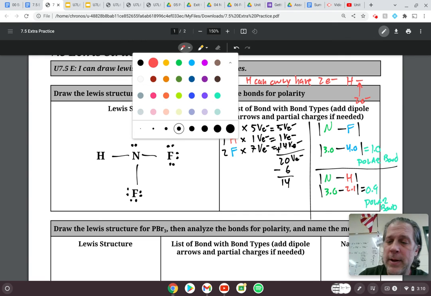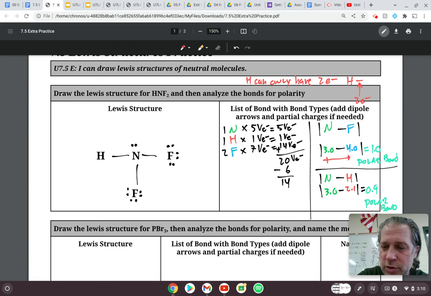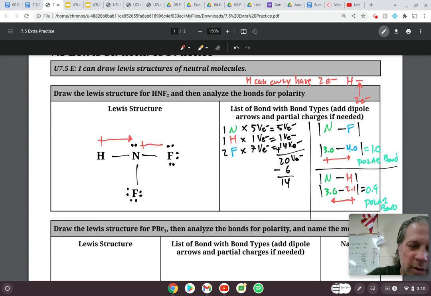I always draw my dipole arrow toward the more electronegative element. So in this case, for the nitrogen and the fluorine, I'm going to draw towards fluorine. And in the case of nitrogen and hydrogen, I'm going to draw towards nitrogen. So let's do that right away. Here I'm going to draw one that looks like this, and one that looks like this, and one that looks like this.